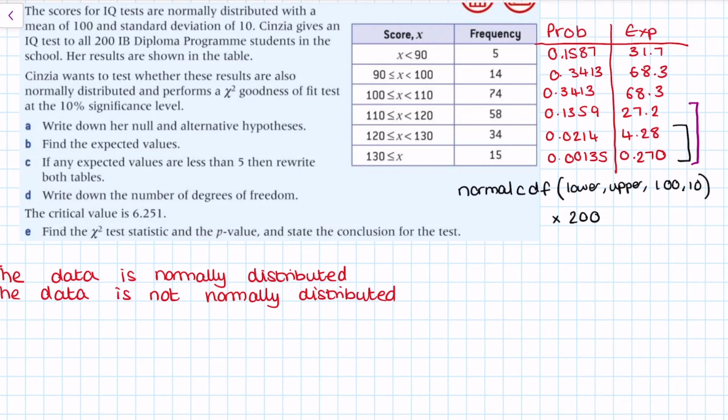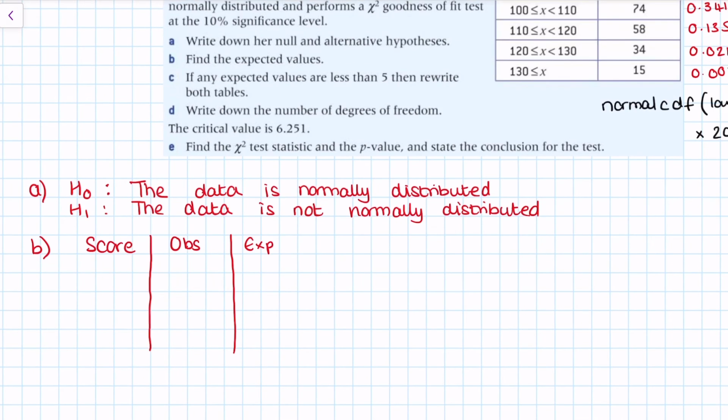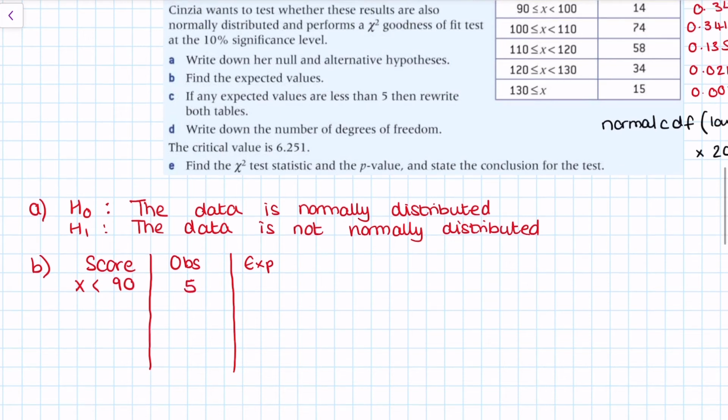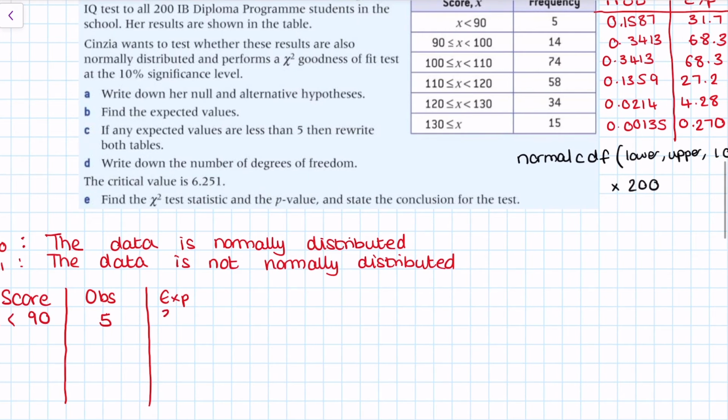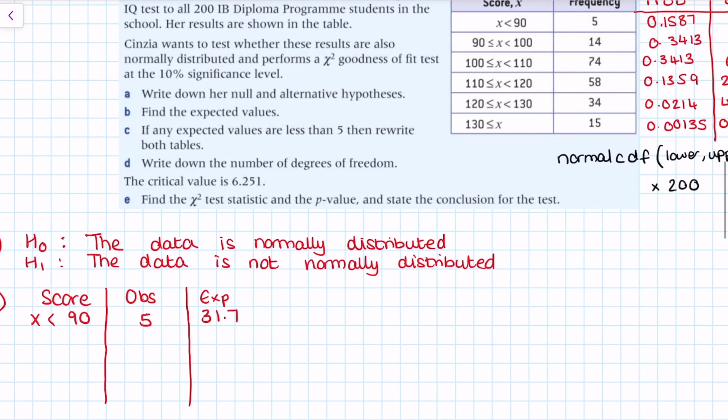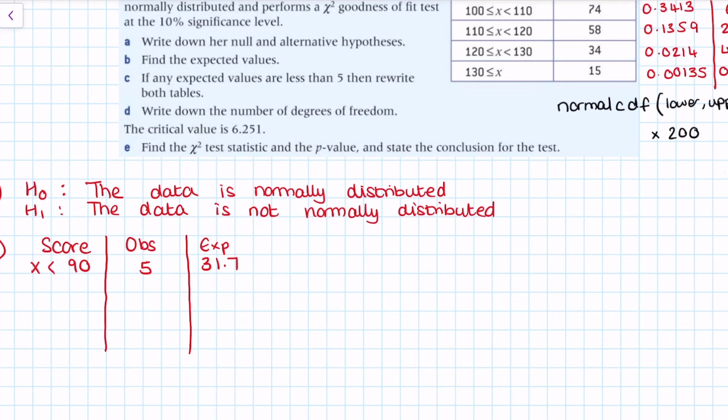So I'm going to now create a table with our new sections, which will include our combined ones, and you'll see how that works. So our first score will still be when x is less than 90, because we don't need to do anything with that. Our observed was 5, just from the table up above here. And our expected frequency is 31.7, which we worked out before as well. So that's what I'm doing here, just creating this table.